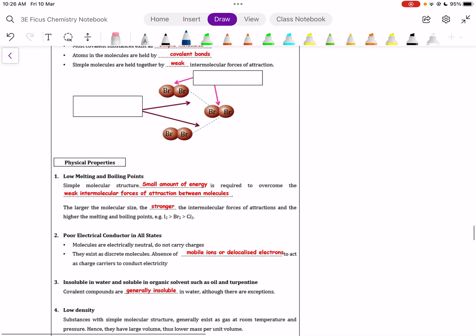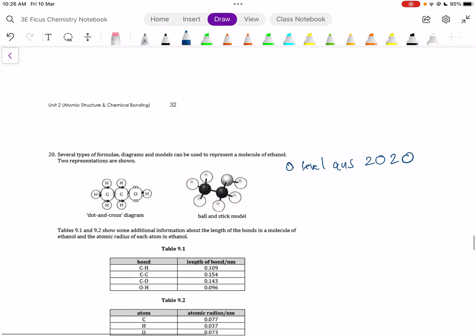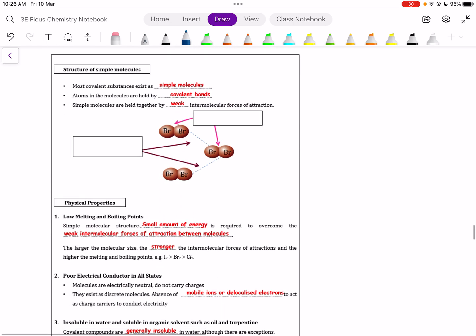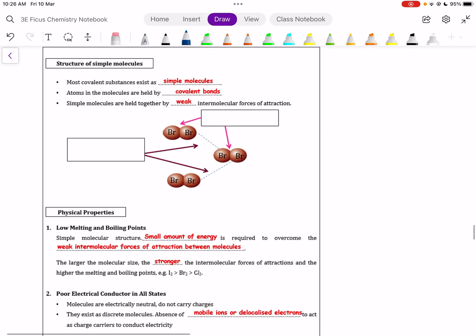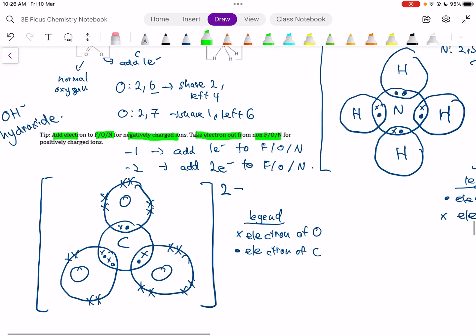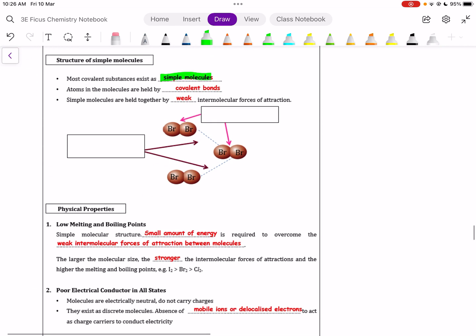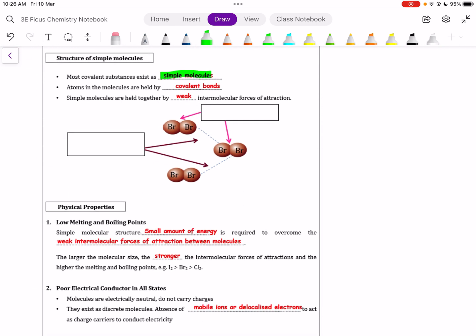Now let's look at page 31, then 32, 33, 34. Hopefully you can cover covalent bonding in this video. That day was a bit very long. So, structure of simple molecules. Most covalent substances exist as simple molecules, except for the polyatomic ions, which have covalent and ionic bonds, as I was telling you. So do take note of these exceptions. But most of them exist as simple molecules.